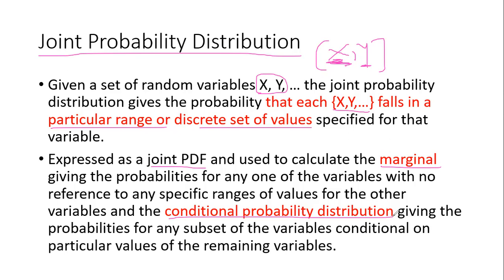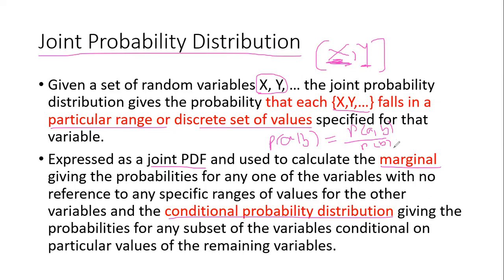And the third thing, which is related to this, is the conditional probability, which you already know, the conditional probability distribution, probability of A given B. We have a very famous formula: probability of A given B equals probability of A and B together divided by probability of B.